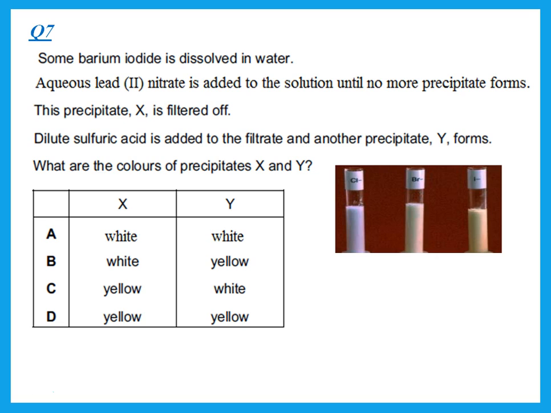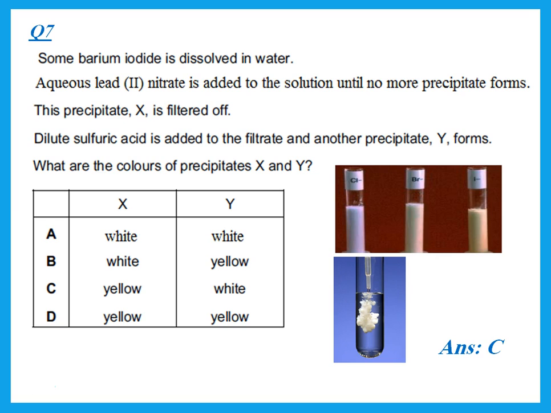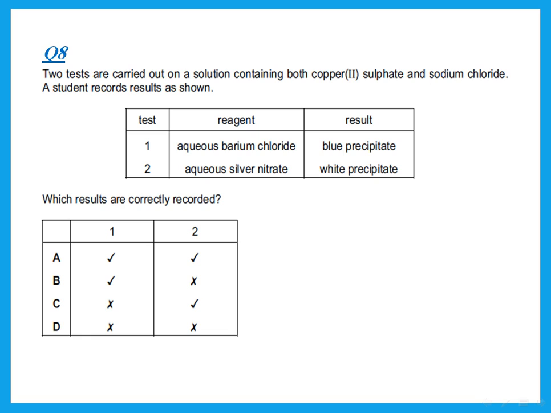The filtrate has what? It has barium something. Barium something with something that has sulfuric acid. Remember that dilute sulfuric acid is the acid that has sulfate. So barium something with sulfate will give a white precipitate.